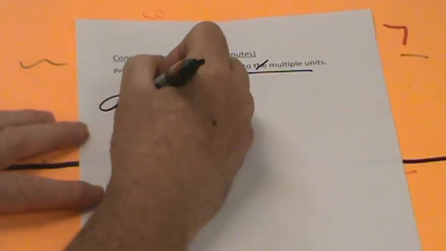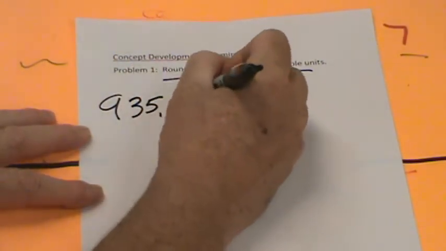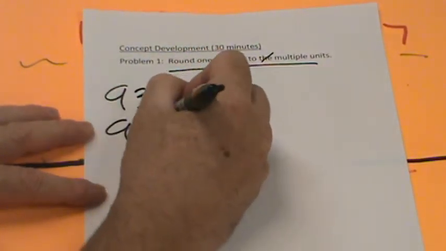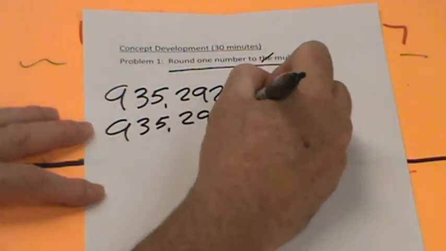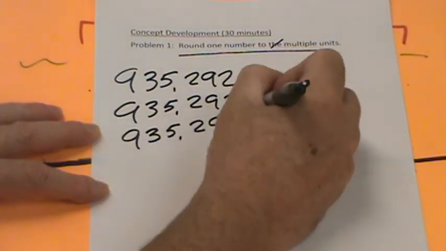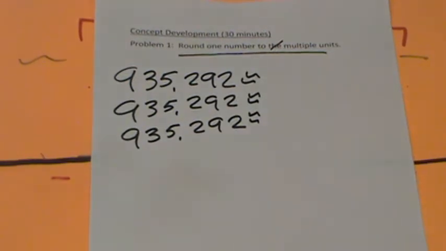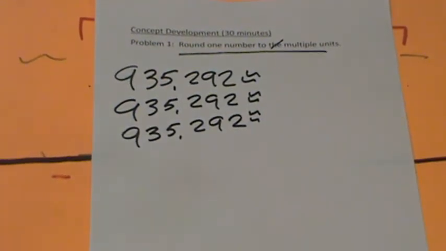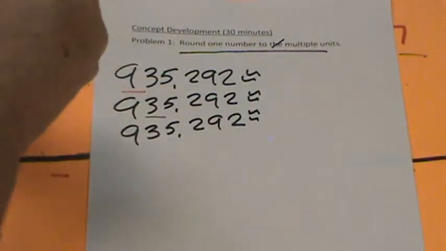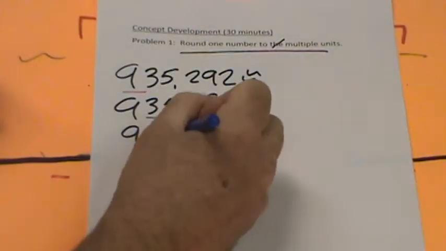Okay, so we're going to take this number, 935,292. And we're going to be rounding this to different units. All right, so we're going to be rounding to the nearest 100,000, the nearest 10,000, and the nearest 1,000, all right?